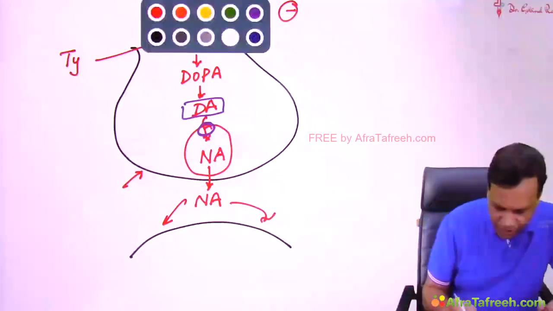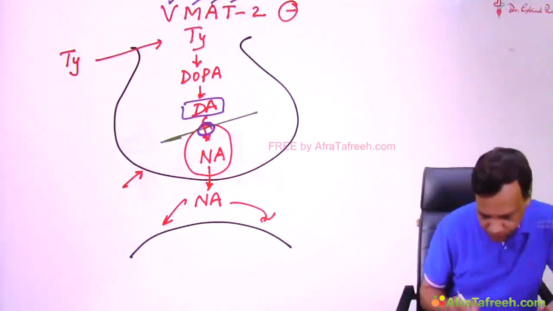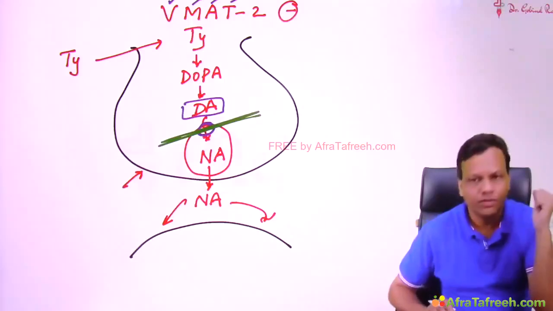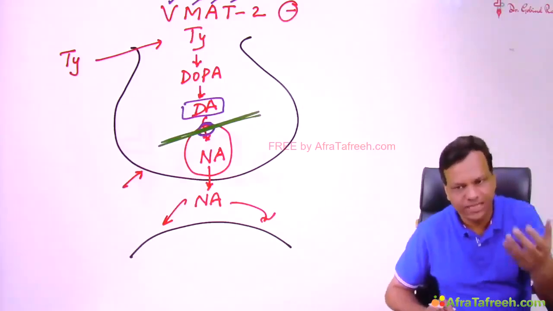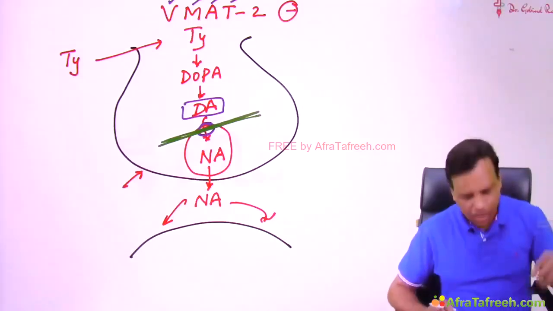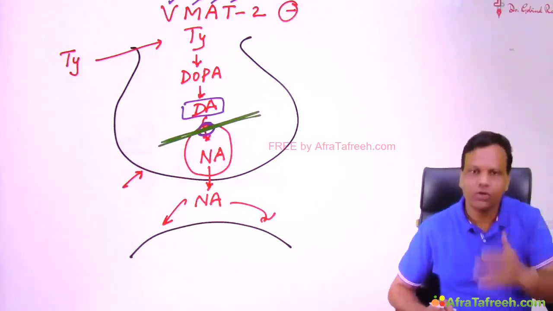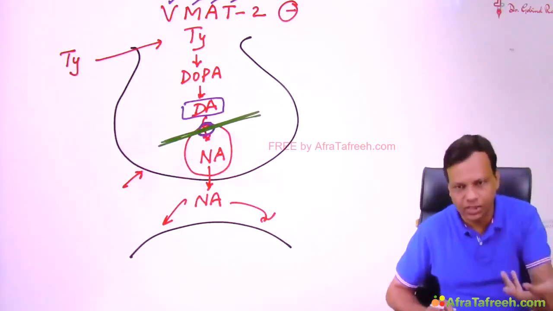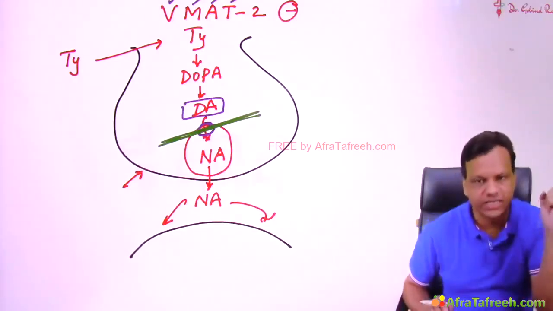So if we inhibit this transporter, we can decrease the entry of dopamine. So noradrenaline will not be produced, and sympathetic activity will decrease. But we will also decrease the level of serotonin. So we can cause a deficiency of dopamine, noradrenaline and serotonin with the help of these drugs.